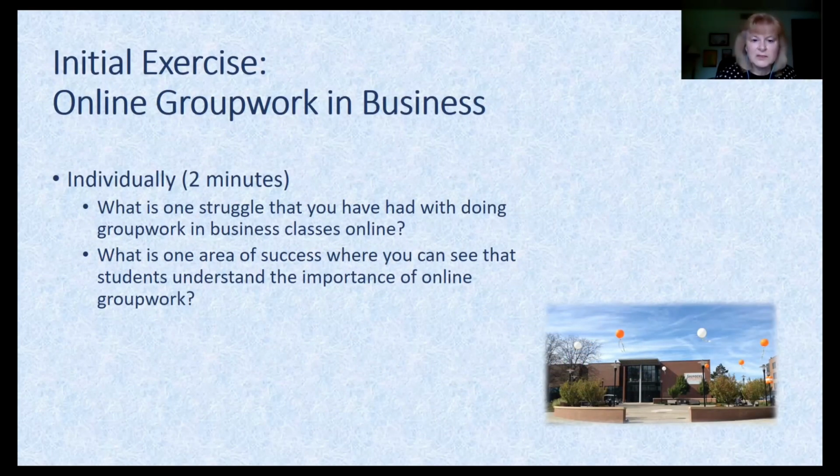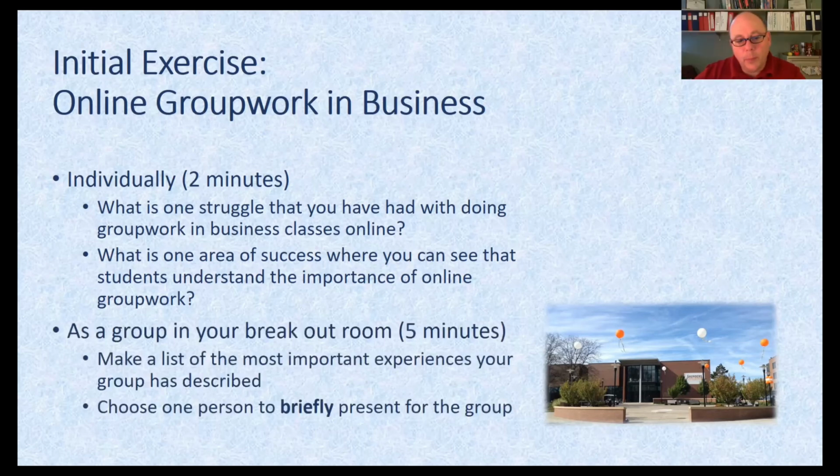Okay, we're going to ask you to unmute your microphones for this next part. Now we're going to put you into groups and we're going to organize you into 3 different breakout rooms randomly. And in your breakout rooms, what we'd like you to do is make a brief list, 3 to 5 things on your list about the most important experiences your group has described, and make sure you choose one person to present for your group. So I am going to put you into breakout rooms right now, and I'm opening all the rooms.